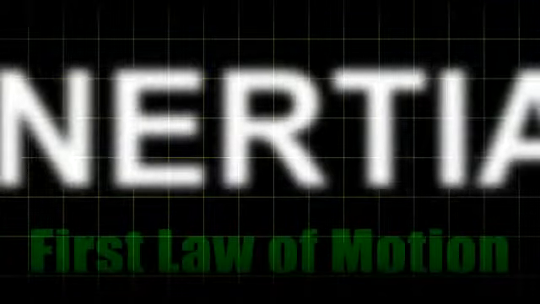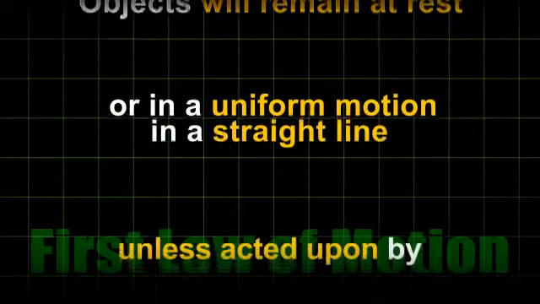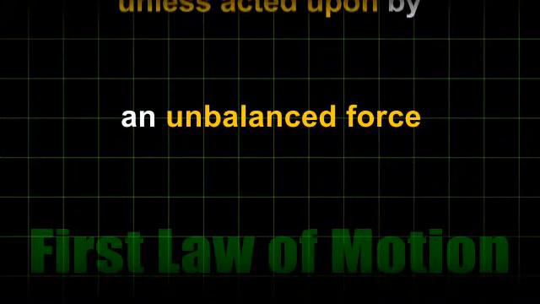The first law of motion, the law of inertia. Objects will remain at rest or in a uniform motion in a straight line unless acted upon by an unbalanced force.